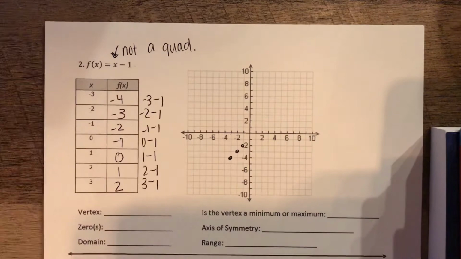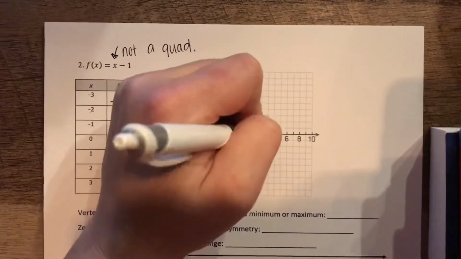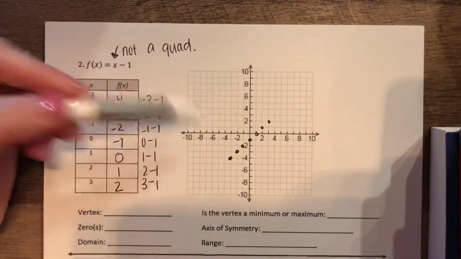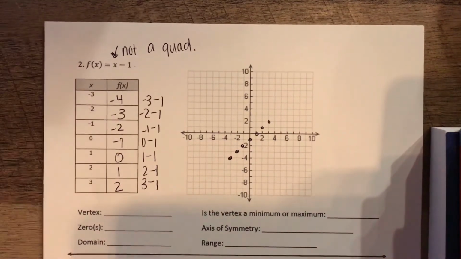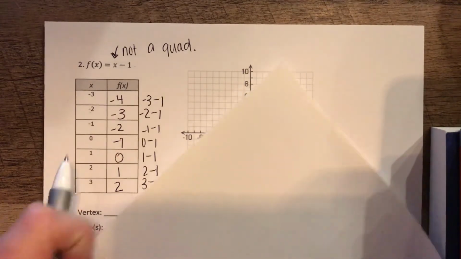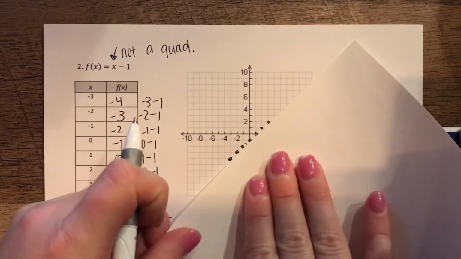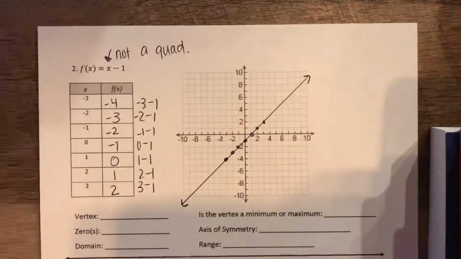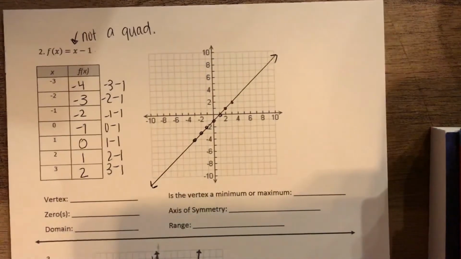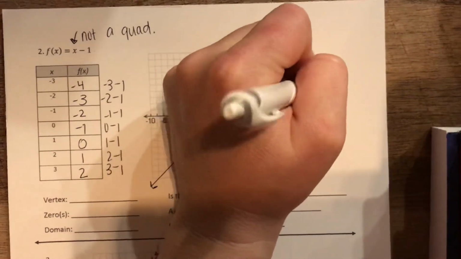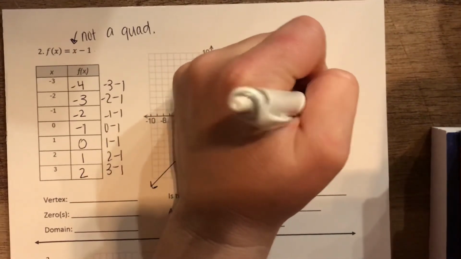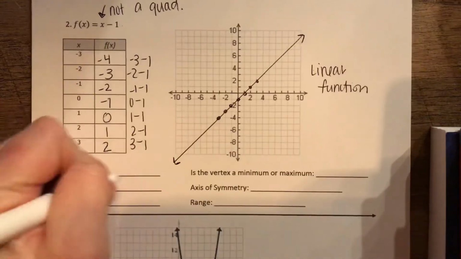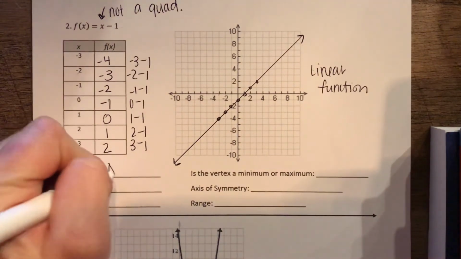-1, -2, 0, -1, 1, 0, 2, 1, 3, 2. So these points are all the points from my table. I can connect this graph. Best practice would be using a straight edge. When I see that it creates a straight line, I can confirm that this is a linear function, which means that some of the items we have listed below aren't applicable. As in a vertex, we do not have a vertex for a linear function.